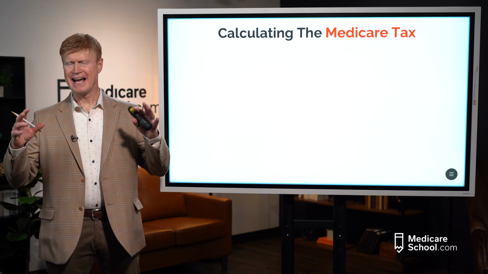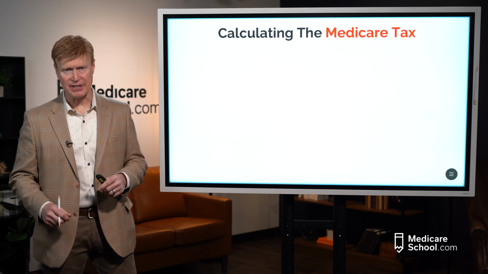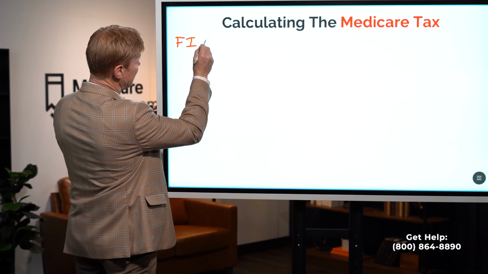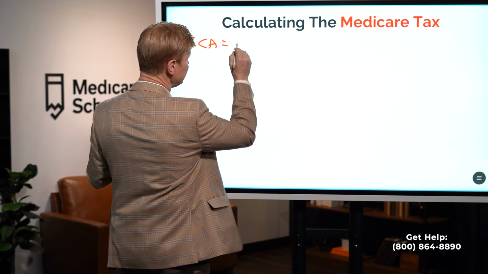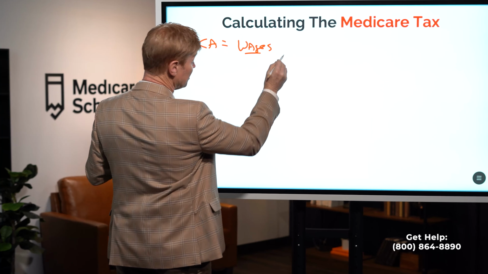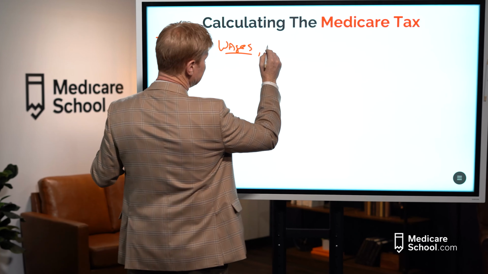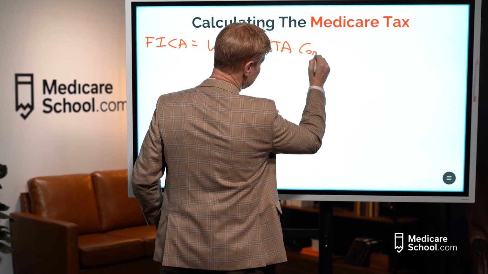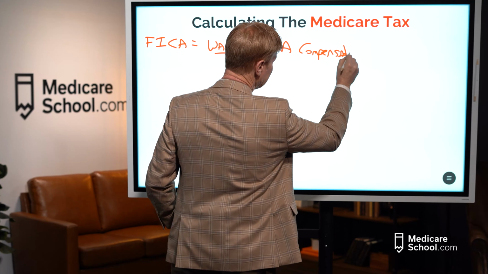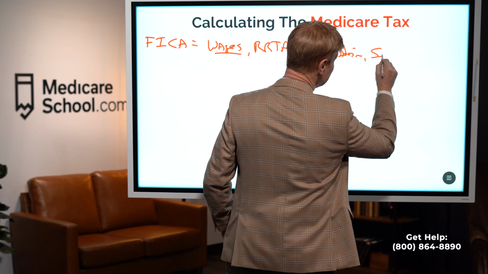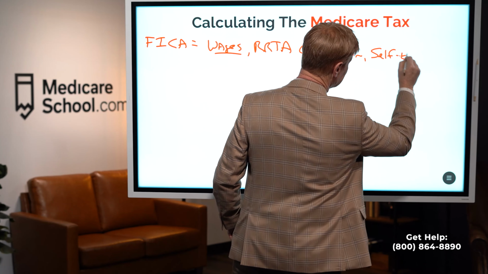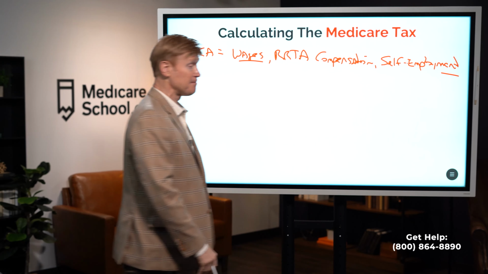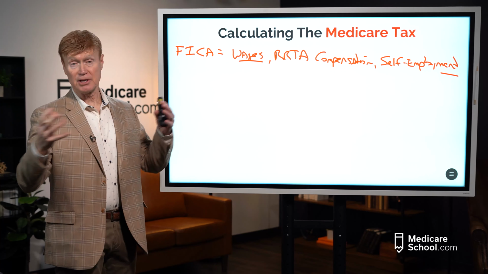So to begin with, let's talk about how we calculate the amount of Medicare taxes that we're going to pay. When the government figures out Medicare taxes, we would call these FICA taxes or self-employment taxes. Basically, all of our wages will be subject to Medicare taxes. If someone is receiving Railroad Retirement Tax Act compensation, that money, again, will be subject to Medicare taxes, as well as self-employment income. So all the money that is taxable for income purposes here is going to be subject to the Medicare tax.